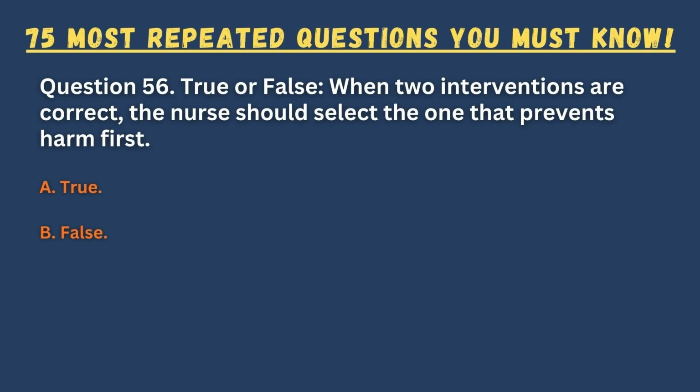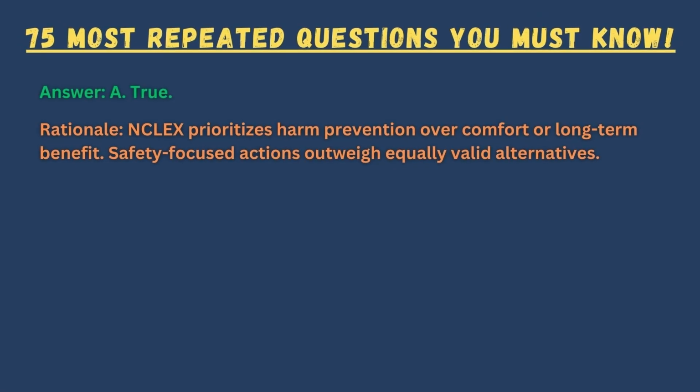Question 56. True or false? When 2 interventions are correct, the nurse should select the one that prevents harm first. A. True. B. False. Answer: A. True. Rationale. NCLEX prioritizes harm prevention over comfort or long-term benefit. Safety-focused actions outweigh equally valid alternatives.